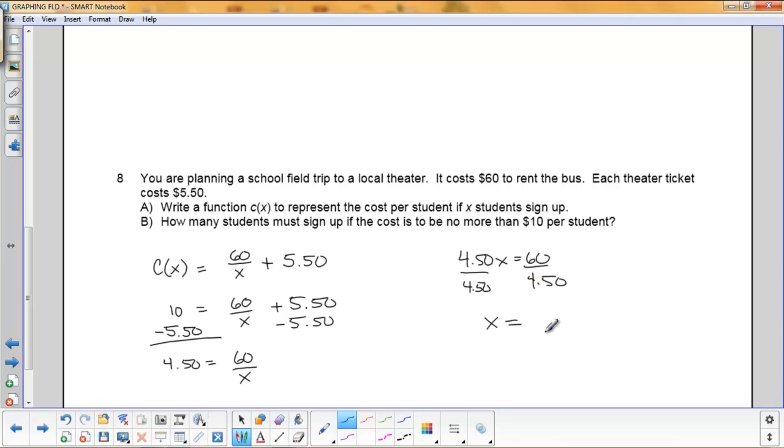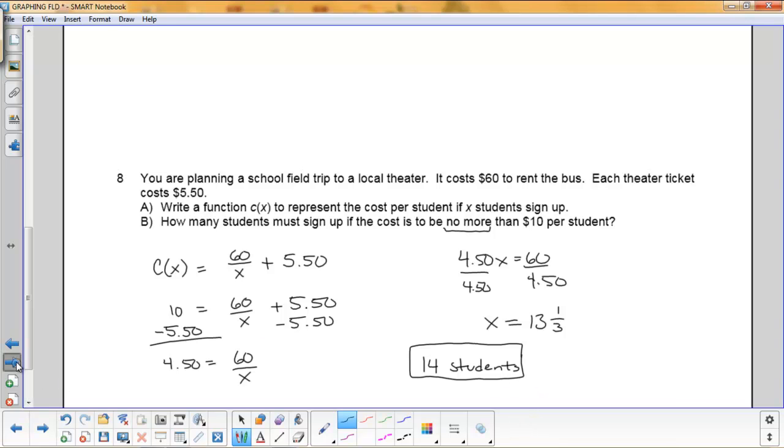x equals 13 1/3. Now you have to go back and read what it says. We don't want it to be any more than $10. So if just 13 students sign up, I'm going to have a problem because it'll be a little bit more than $10 per student. So I really need that 14th student to sign up in order to get it below the $10 threshold. So 14 is the magic number, so I don't have to pay any more than $10.